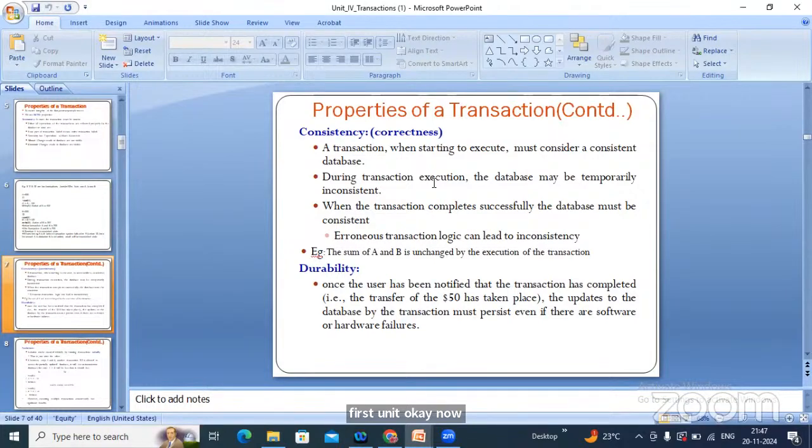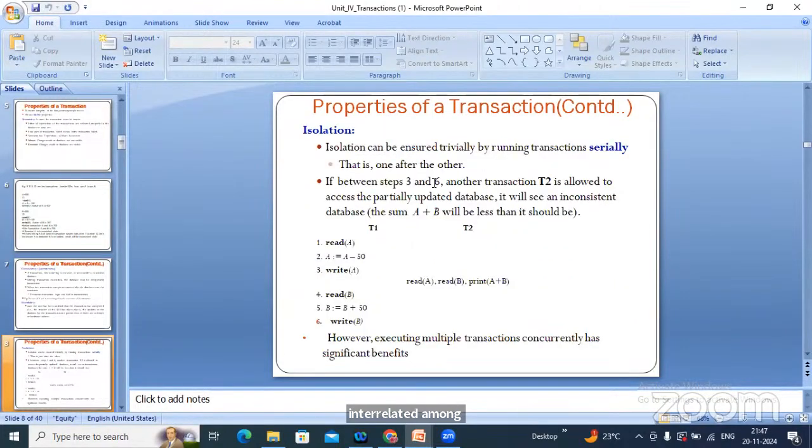Next, isolation. Isolation is nothing but the transactions or actions performed by the users will be isolated or hidden from the outside transaction until it terminates. So the transactions will be in isolated mode. The data used during execution of the transaction cannot be used by others.